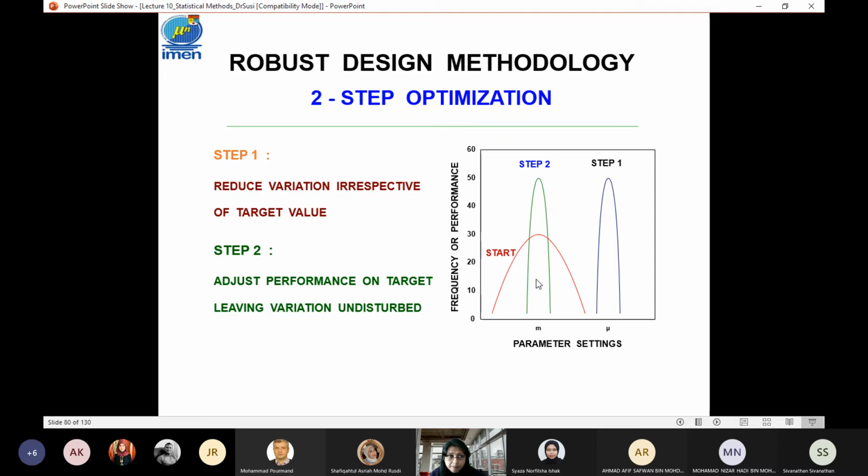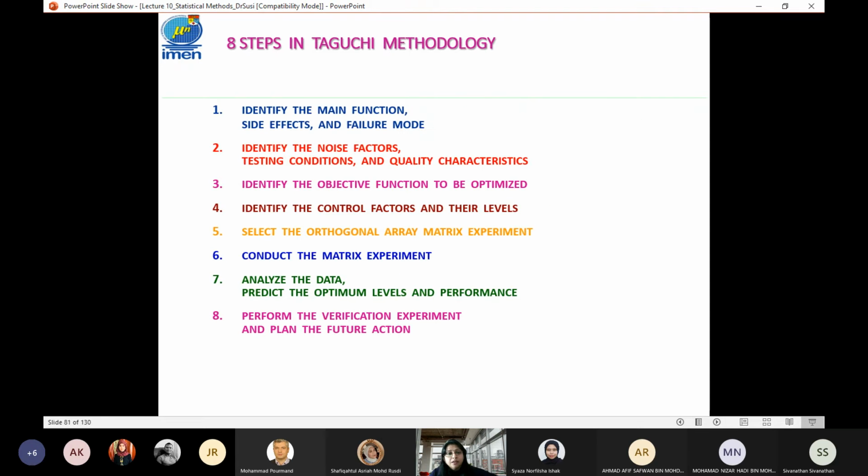One is the output SNR, which is larger the better, smaller the better, or nominal the best. The other SNR is the SNR of the mean, to bring the mean on target. So reduce the variation, make it thin, then bring it on target to the mean value. So it is a two-step optimization. So what are the steps in the Taguchi method?